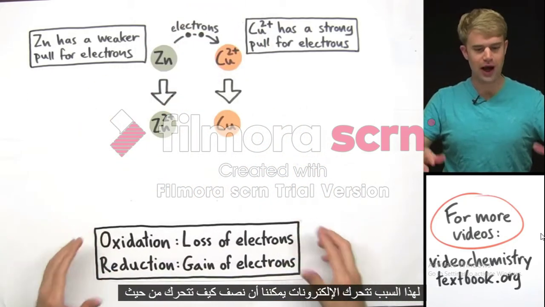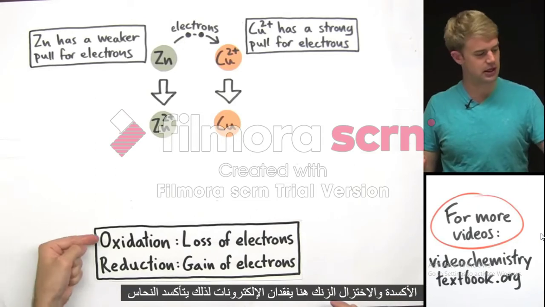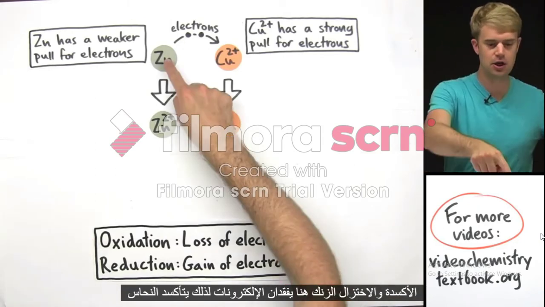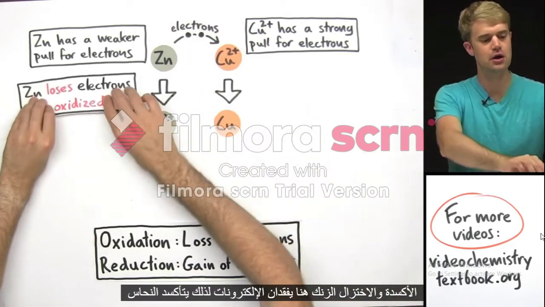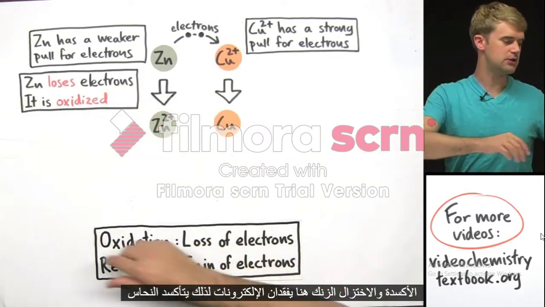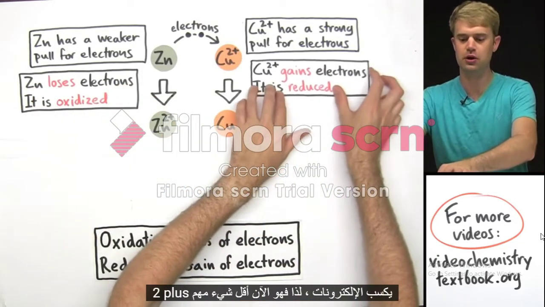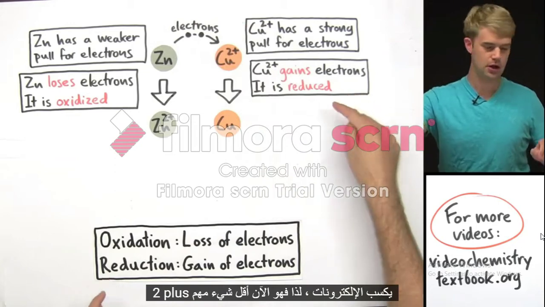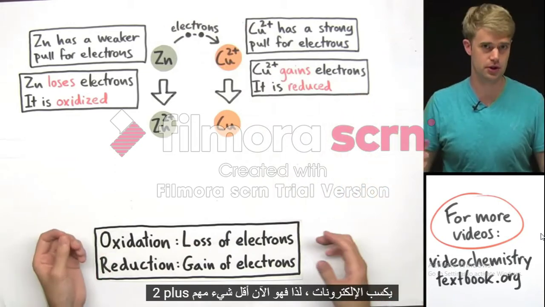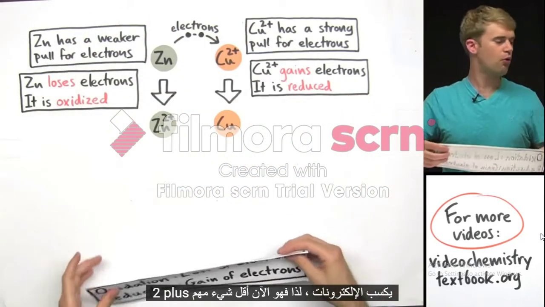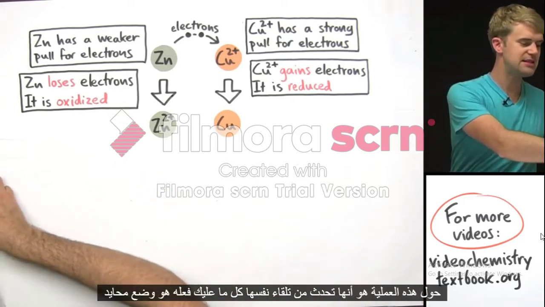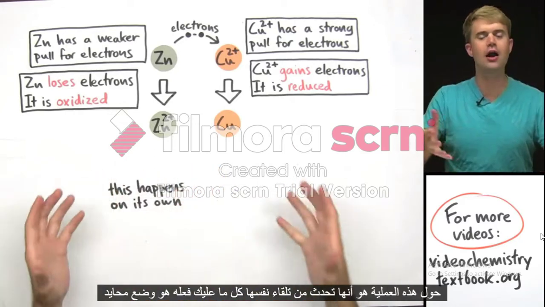We can describe how they move in terms of oxidation and reduction. Zinc over here is losing electrons, so it is oxidized. Cu2+ is gaining electrons, so it's reduced. Now, the most important thing about this process is that it happens on its own.